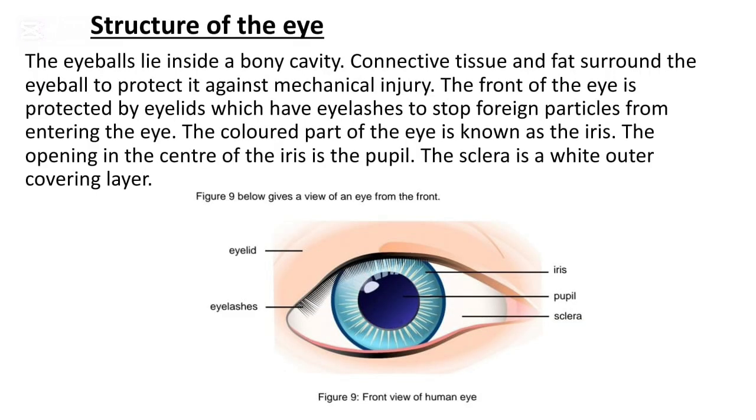The eyeballs lie inside a bony cavity. Connective tissue and fat surround the eyeball to protect it against mechanical injury. The front of the eye is protected by eyelids, which have eyelashes to stop foreign particles from entering the eye. The colored part of the eye is known as the iris. The opening in the center of the iris is the pupil. The sclera is a wide outer covering layer. Figure 9 below gives a view of an eye from the front.